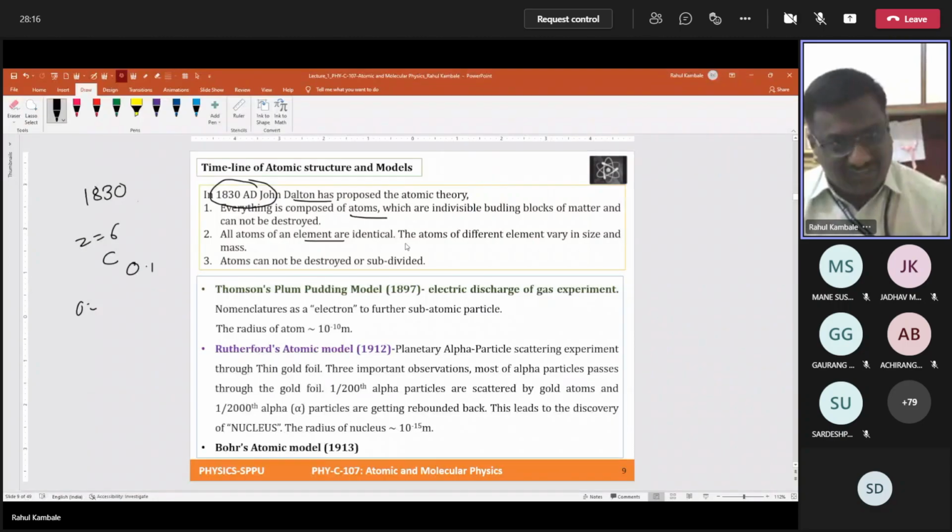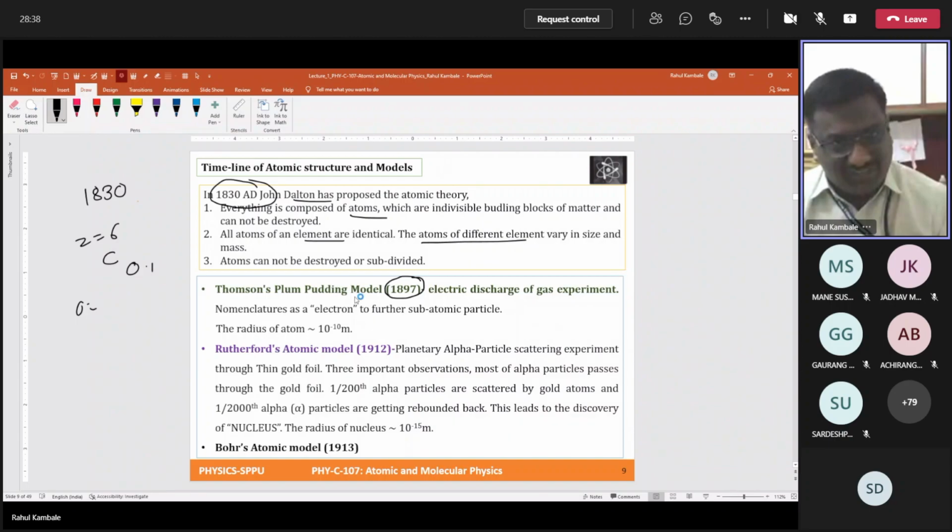That is correct. The atoms of different elements vary in size. No problem, carbon and oxygen, of course, their content is different. And atoms cannot be destroyed or subdivided. This is what was proposed by Dalton in 1830. Now, 1830 to 1897. See how many years were spent.